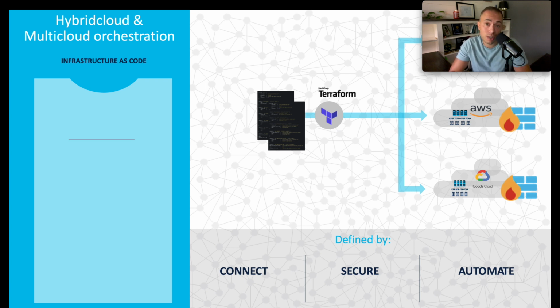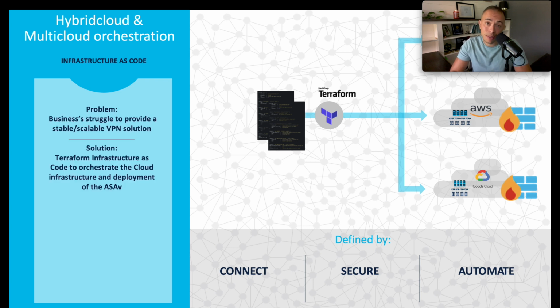Now, one of the biggest challenges for companies today is providing a stable and scalable remote access solution for their workforce. So in today's demo, we will be deploying a scalable remote access solution in the public cloud on AWS. We can expect to run a Terraform playbook that will deploy our cloud infrastructure and then ultimately deploy our ASAv code.